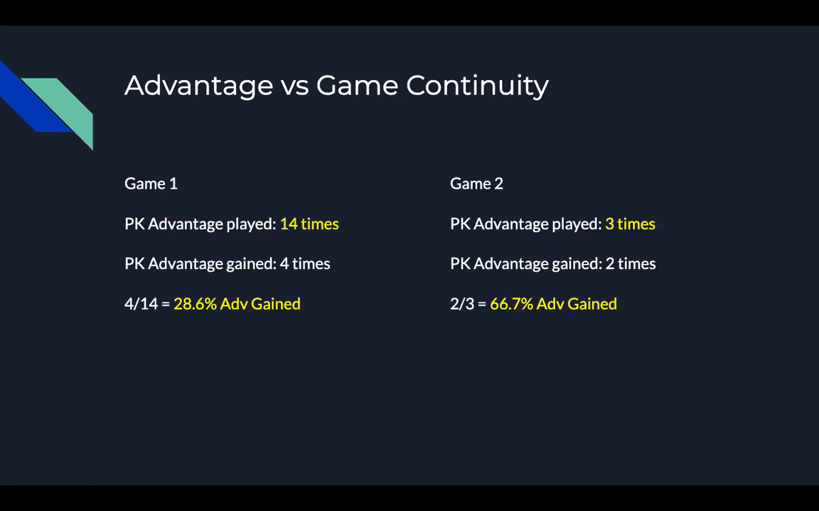So we've got 2 different games. In game 1, every opportunity the referee gets to play penalty advantage, they're going to play it. In game 2, the ref is barely playing penalty advantage. So most of the time they're seeing an infringement, they're immediately blowing it. Penalty advantage in game 1 is played 14 times and it's gained 4 times. Percent of advantage gained is pretty low, about 30. In game 2, they only played the advantage 3 times, but they gained it twice. Advantage gained was about 67%.